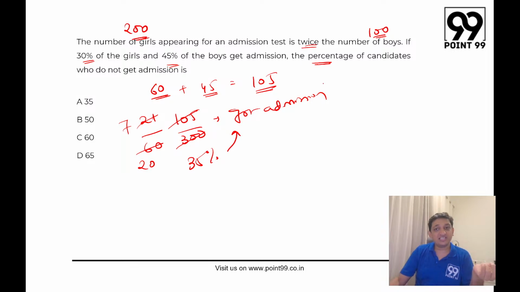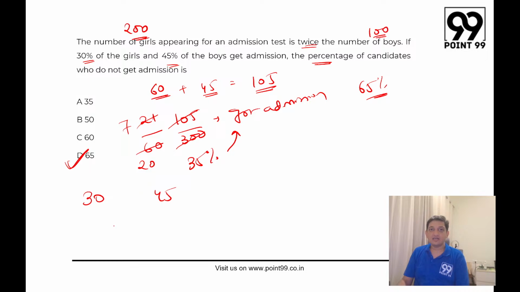So what is the percentage that did not get admission? The complement of 35, which is 65%. So that is basically our answer. Okay. So 65% will basically be the answer to this particular question. Alright. Did someone else do something else here and try to do it?